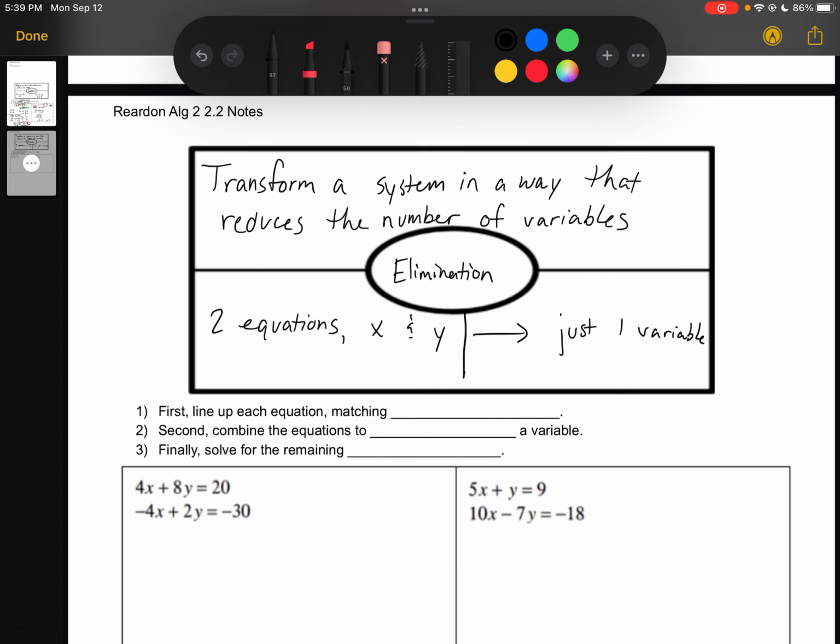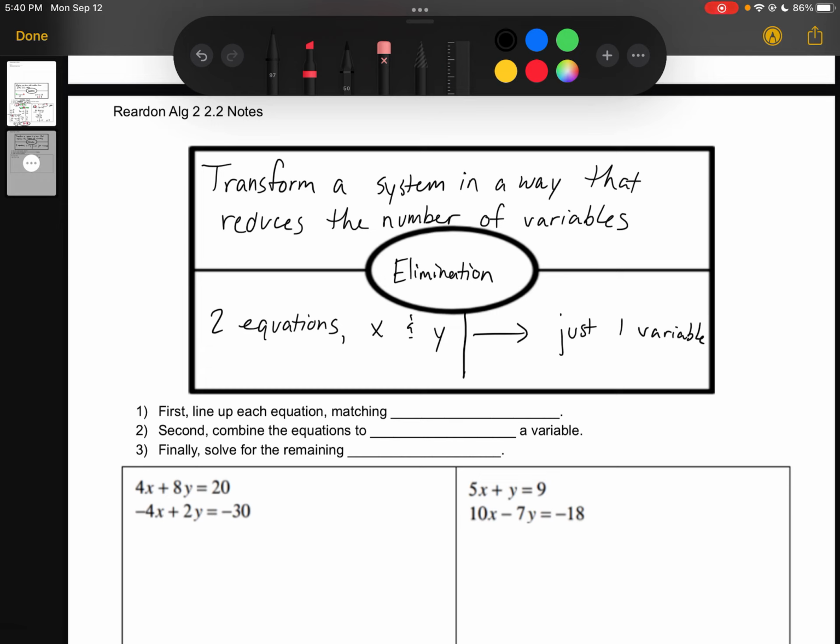So if you started off with both x and y, and after doing elimination you still have both x and y, you haven't actually done it successfully. In order to do this, what you need to do is eliminate one of them. So one of them must be completely gone. So all of x is gone or all of y is gone. And that's what elimination means.